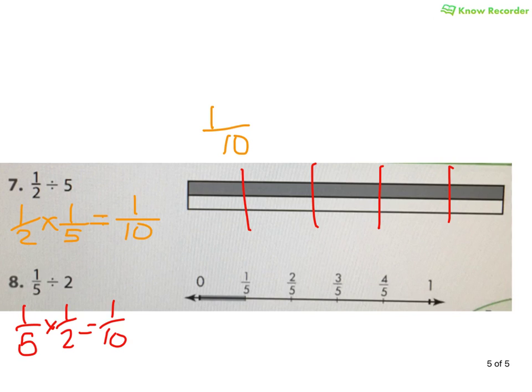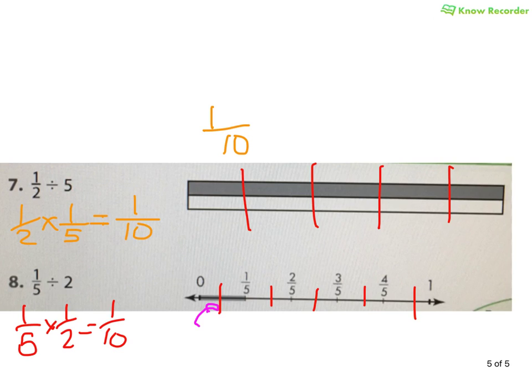Because in the top picture, you're going to see that we had 2 halves that we cut into 5 pieces. Here we already have 5 pieces, but we need to cut it into 2. And you'll see that it's 1/10 because when I add the halves into each of those 5ths, and then I go back and count them, I have, oh, that's supposed to be a pointer.